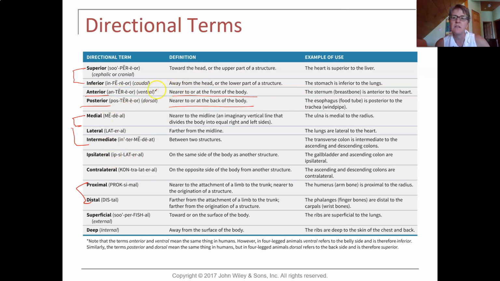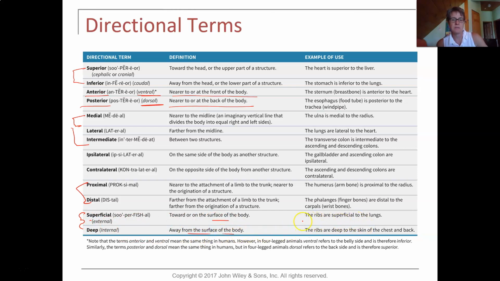Now we also have ventral and dorsal, because we are two-legged animals. So ventral is also belly, but belly is toward the front, and dorsal, like the dorsal fin on a shark, is to the back. So you can use ventral and dorsal, you can use anterior and posterior. I don't care which one you use. Because we're a two-legged animal that stands up, they mean the same. And we have this guy, superficial means closer to the surface, and deep means deeper into the body.